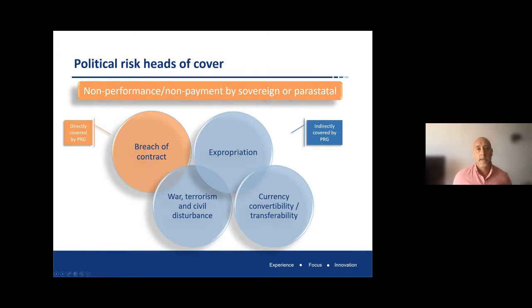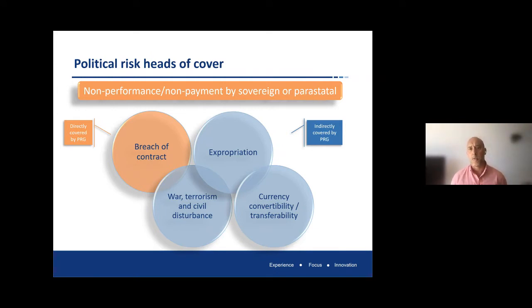On the next slide, again, back to PRG. From a high level, I'm going to try to talk to, in broad terms, the types of risk that we mean when we talk about political risk. So on the left, in that attractive shade of orange that matches my shirt today, that's really where we see the PRG. So certainly in Trinity's experience, the partial risk guarantee product kicks in and makes a payment if there's been a breach of contract.